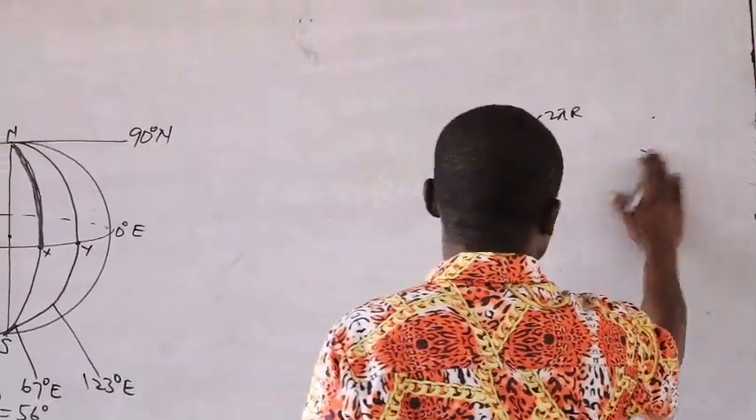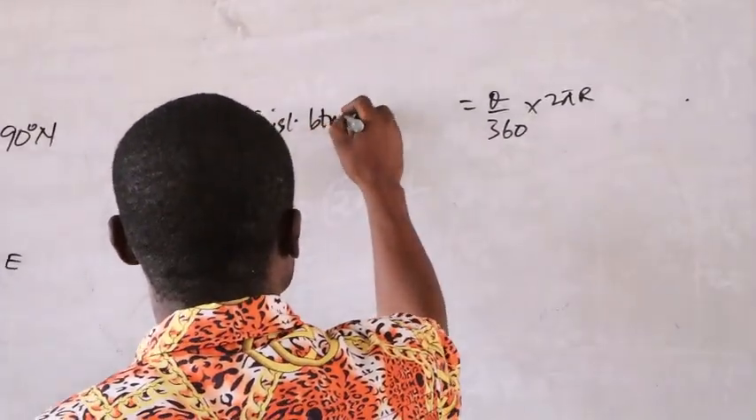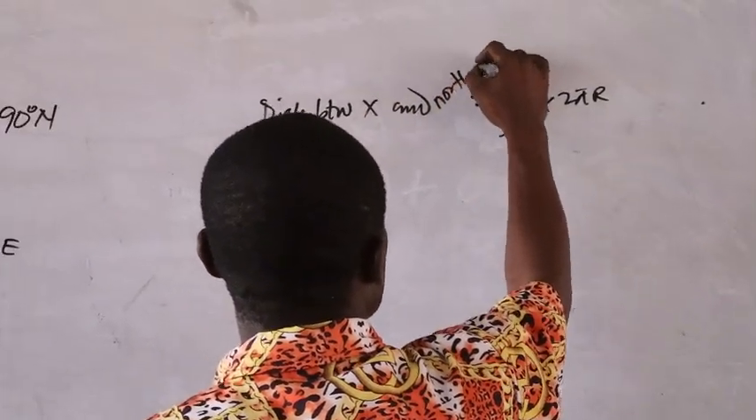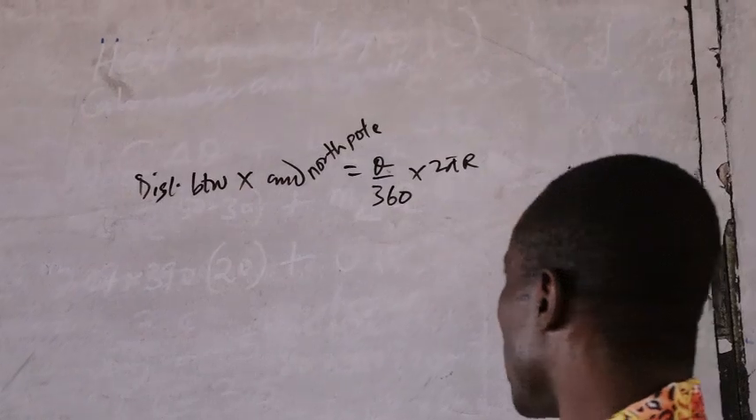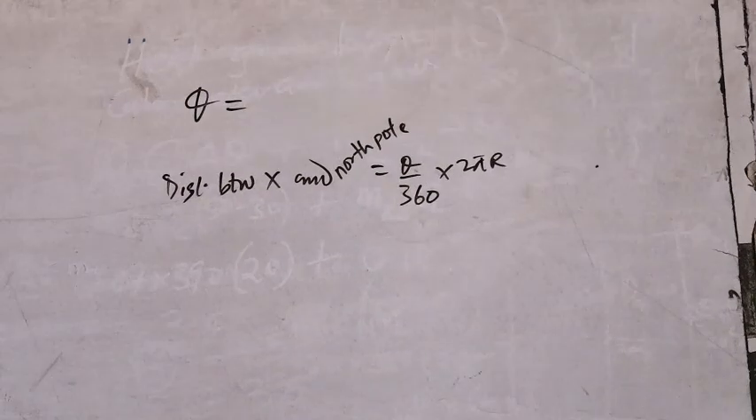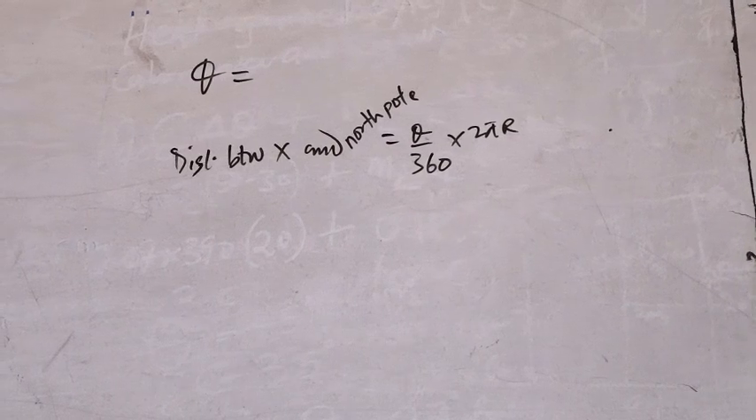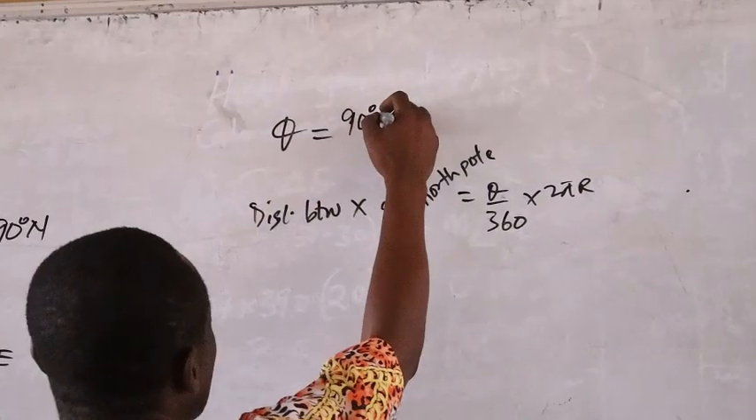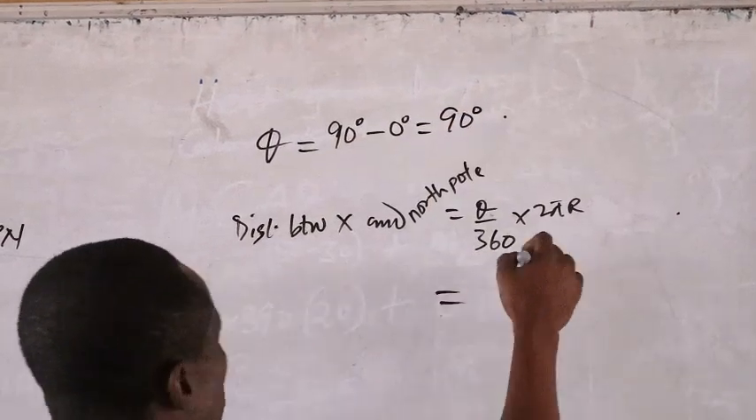Distance between X and North Pole is equal to theta over 360 times 2 pi R bigger. You already know the reason why it is bigger. But what is the angular difference between X and North Pole? Why is it 90? Is it subtraction? Whether it is 90 minus 0 or 90 plus 0, we are still going to have 90 degrees. Then you do the substitution.